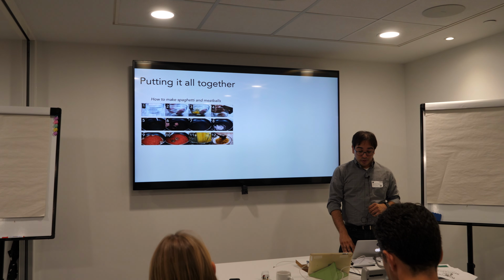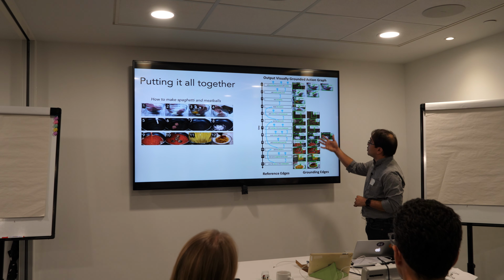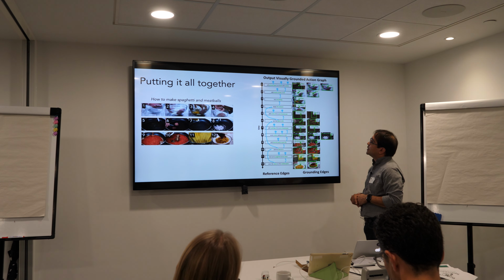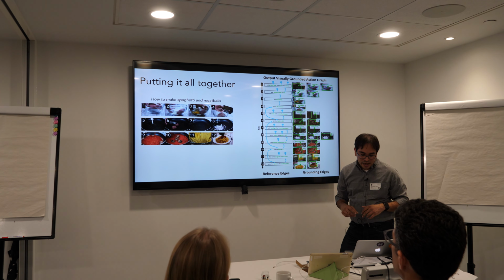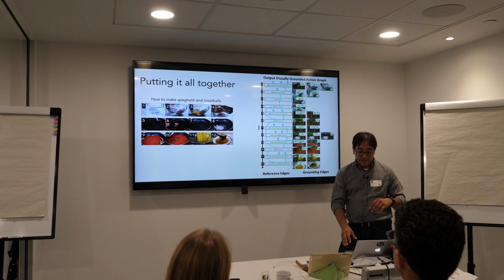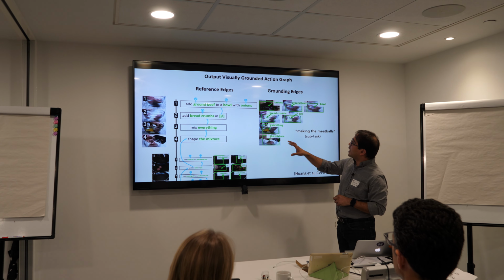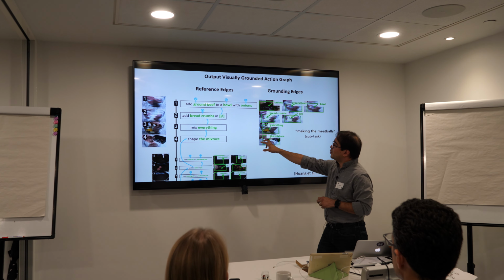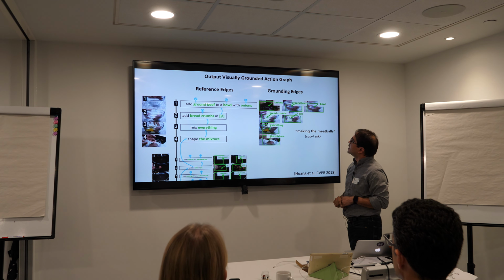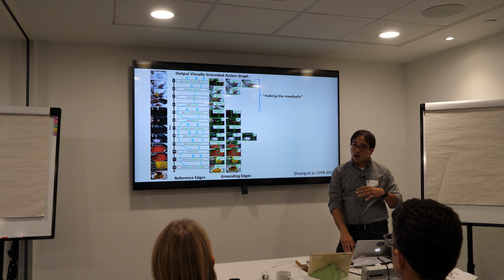All right, so we can put this together. We can take this instructional video of making spaghetti, and we can create a graph that describes the structure of the task. And if we take a closer look, we can see that the model is able to provide groundings for all the objects being manipulated, even when they are not mentioned but are implicit in some of the sentences. And we can see that the composition holds over the full video.